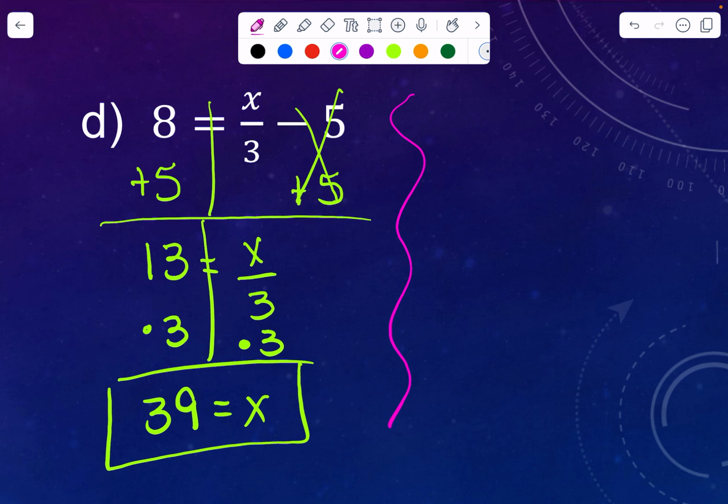Again, we could check this by simply saying, is 8 equal to 39 divided by 3 minus 5? And here, 39 divided by 3 is 13. 13 minus 5 is indeed 8, so we know we did that correct.